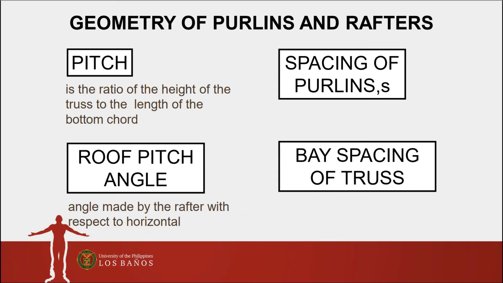So for the geometry of purlins and rafters, the pitch is the ratio of the height of the truss to the length of the bottom chord. Roof pitch angle is the angle made by the rafter with respect to the horizontal. Spacing of purlins is denoted by the variable s. And the last geometry for purlins and rafters is the base spacing of truss. Technically, this is called the spacing of the rafters.